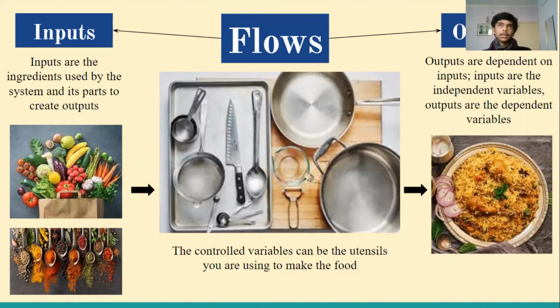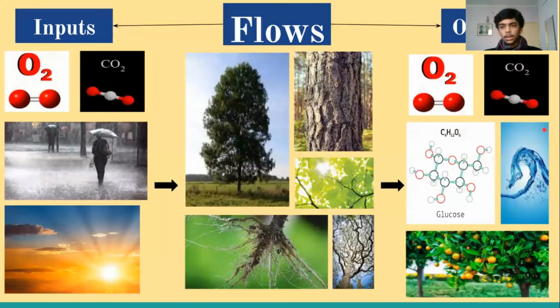Or on the ingredients. Now you can compare this with functions in math. So in functions, what happens when there is f of x equal to y? Y is always dependent on x. So the value of y will always be dependent on x, right? So you can think of inputs and outputs in that manner as well, right? Okay. Now let's look at it in terms of an actual system.